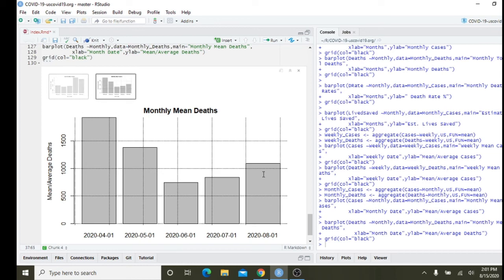So the good news is the death rate is holding steady at around 2%. It looks as if the cases after a 3-week decline may be increasing again. So that's it for today.